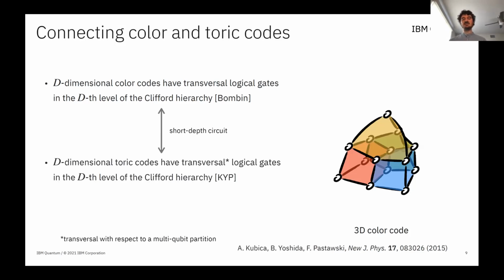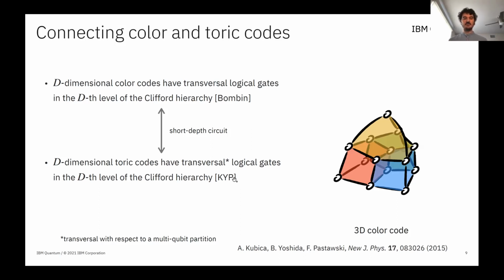And there's this nice connection between the gates you get in the color code and the gates you'll get in toric codes. This was shown in this work by Kubica, Yoshida, and Pastawski, where they showed that you can relate the color codes and the toric codes through a short depth circuit to get similar logical gates in d-dimensional toric codes. Michael will be discussing that in a lot more detail in the second half of the talk, because this connection is the fundamental starting point for their results.